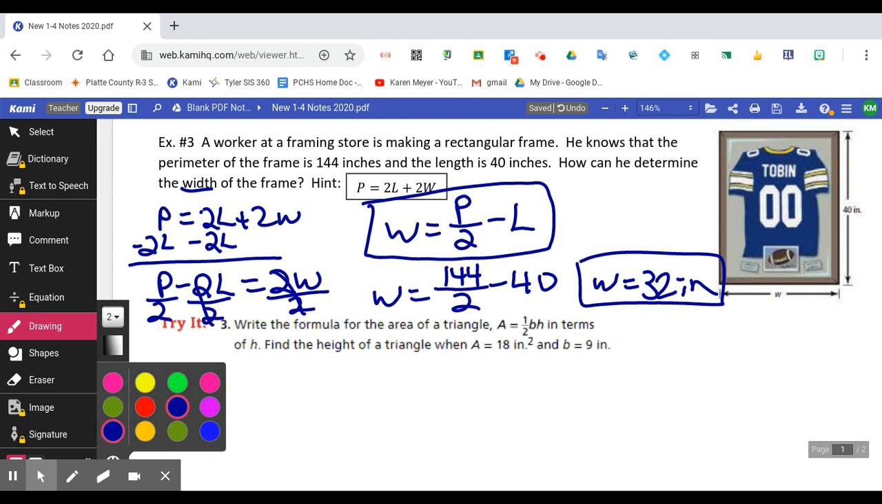For the next one, we're going to talk about a triangle. Pause the video and see if you can do this one on your own. If not, I will talk my way through it because it is a little bit different. So here we go: A equals 1/2 base times height. If I want to get rid of the 1/2, that's a fraction, so to get rid of the dividing by 2, I'm going to multiply both sides by 2.